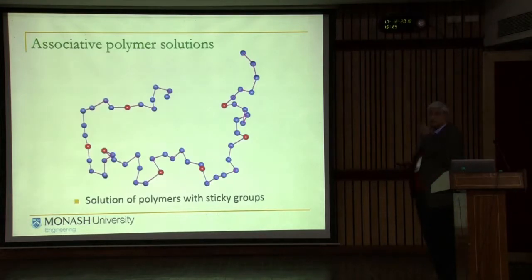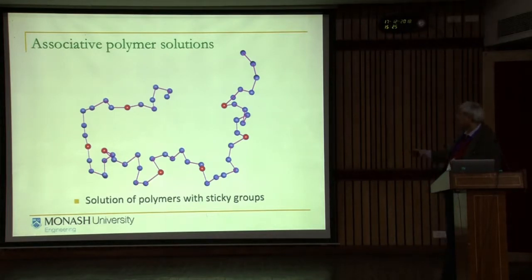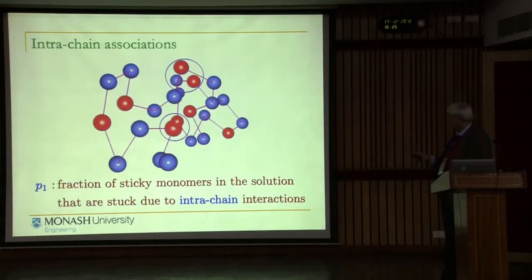So you're perhaps aware that associative polymer solutions are really polymers with what we call sticky groups, or groups along the backbone that are capable of attracting each other. Because of this, you can have what are called intra-chain associations. These groups attract each other, stick together, and form bonds, and one denotes by P1 the fraction of the sticky monomers that are stuck by intra-chain interactions.